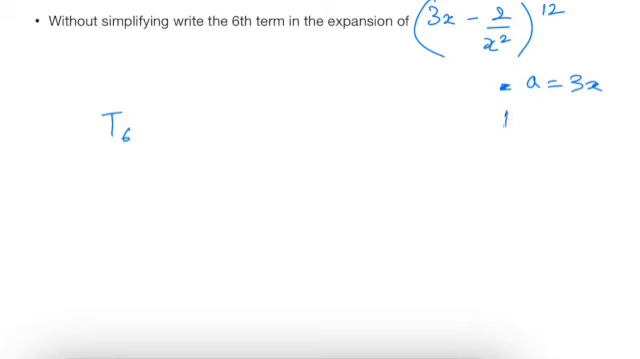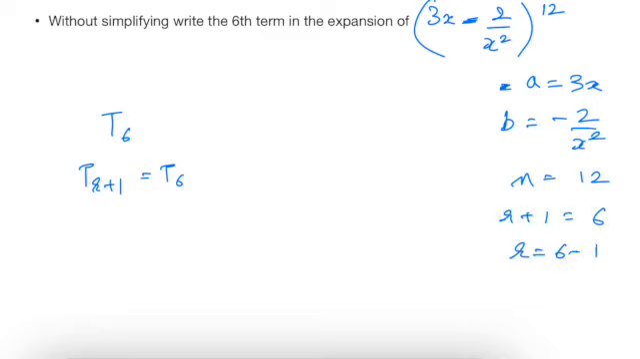Okay, next one. Without simplifying, write the 6th term in the expansion of (3x minus 2 by x square) whole to the power 12. We want to find the sixth term, which means we want to find T6. Let's see what values we have. A is equal to 3x, B is equal to minus 2 by x square. It's not plus 2 by x square, because there's a negative sign here. And n is equal to 12. And what about r? We know that T r plus 1 is equal to T6, which means r plus 1 is equal to 6, so r is equal to 5.